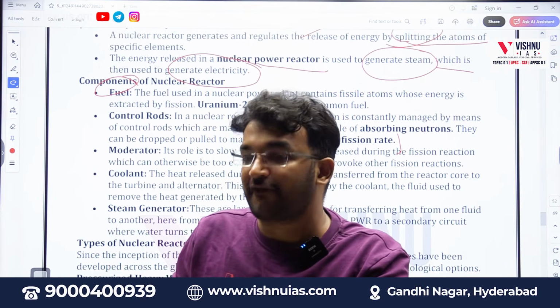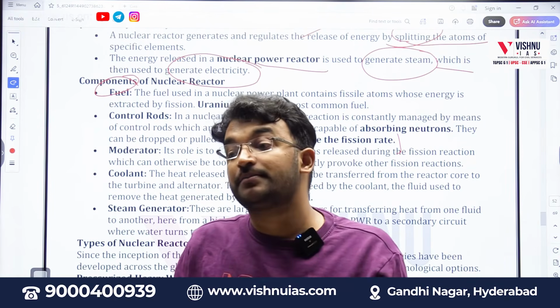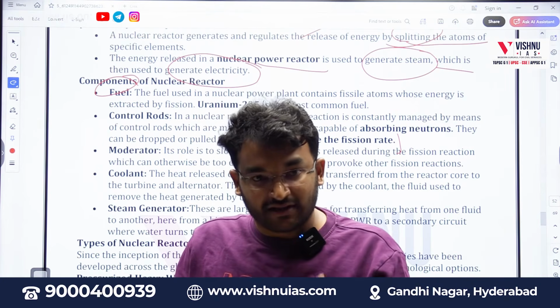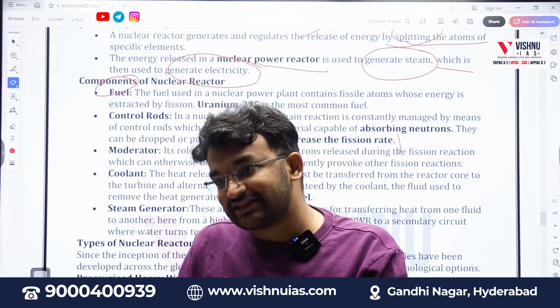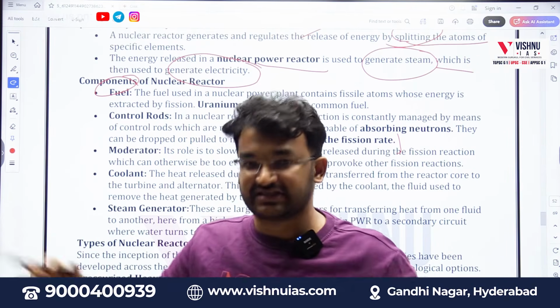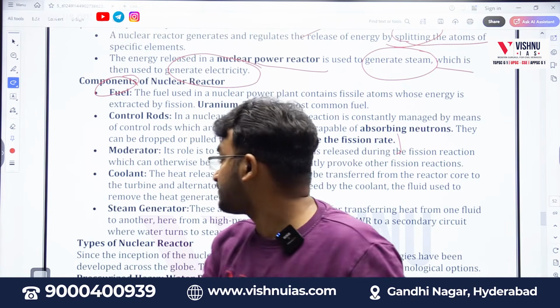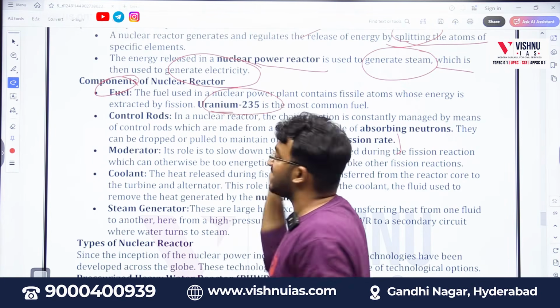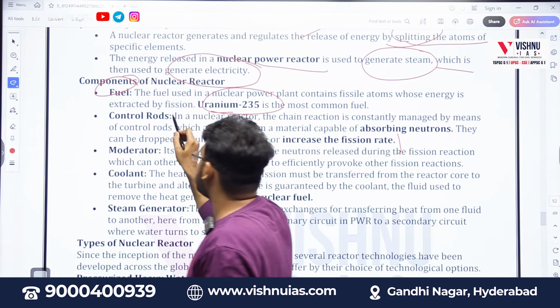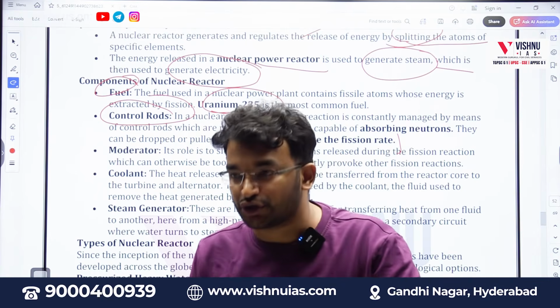If you are taking fertile materials, what happens? First we have to do breeding. We have to do transmutation, then it becomes fissile, then we go for nuclear power generation. This is a relatively costly, time consuming process. Okay. Now first we need some fuel, next control rods. Now why is there a need for this control rod?